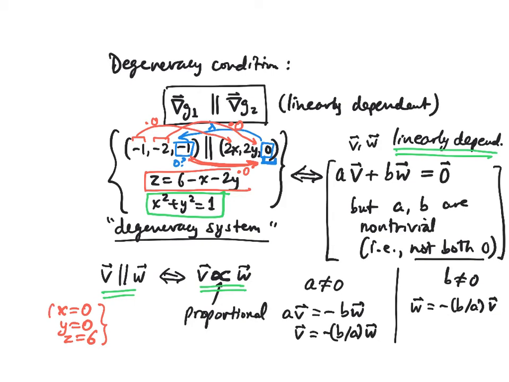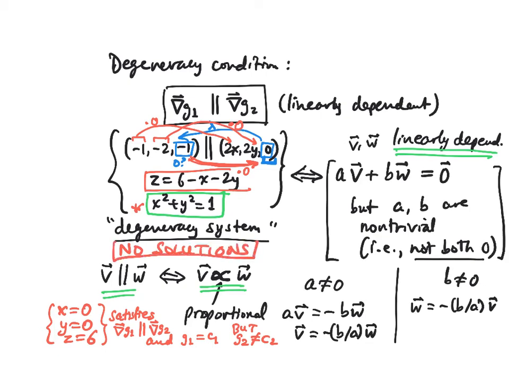Okay, what I'm saying is that this combination here satisfies the proportionality statement. Gradient of g1 is parallel to gradient of g2, and it satisfies the first constraint, g1 equals c1. But it doesn't satisfy the second constraint. g2 is not equal to c2. In other words, this equation here doesn't come out true for that point. So in fact, there's no solutions. Overall, as a system, there are no solutions of the degeneracy system. Okay, so this leaves us with only the candidate points that we found in practice.